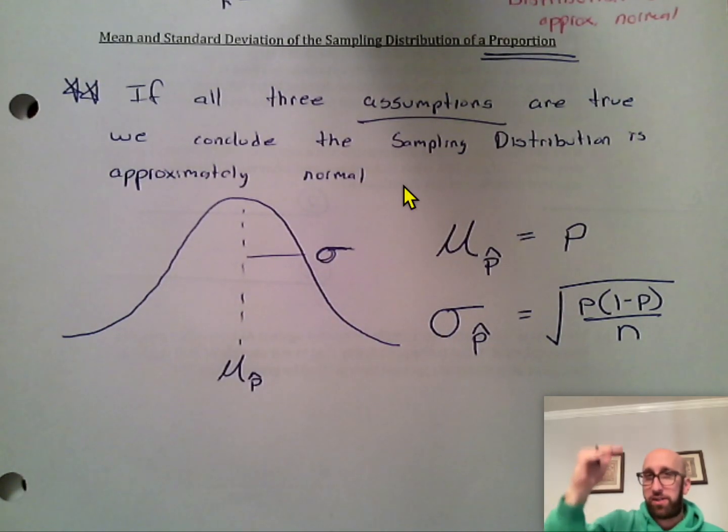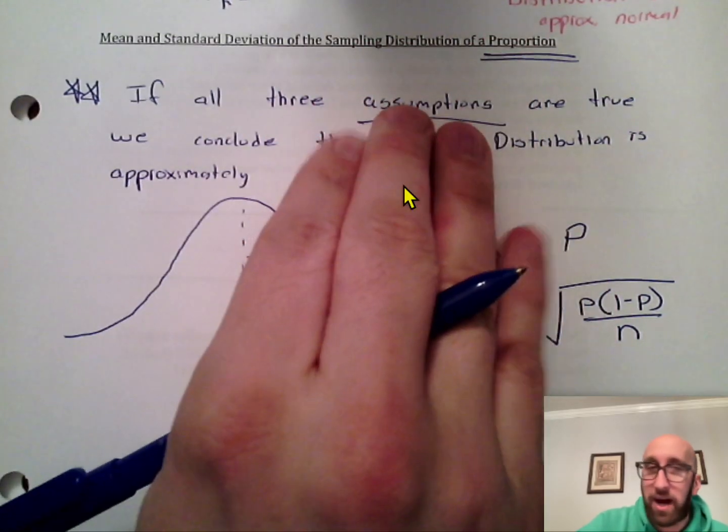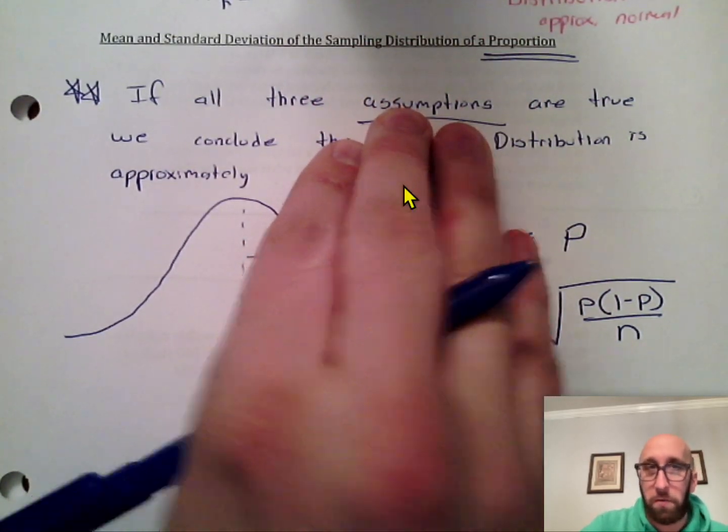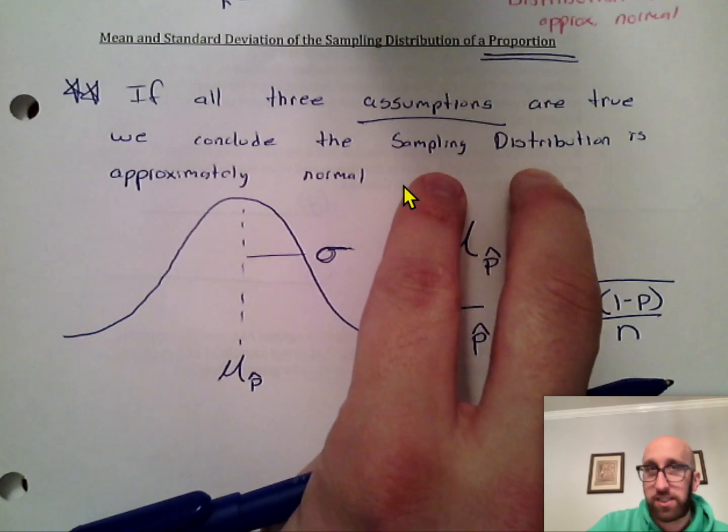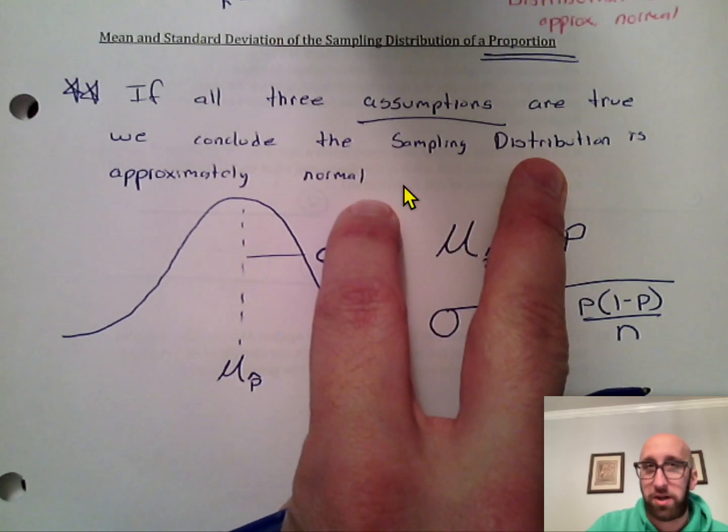So there really is a very routine order to these problems. We say, all right, I got my assumptions. We're all good to go. Now I got, yes, the shape of my sampling distribution is approximately normal.